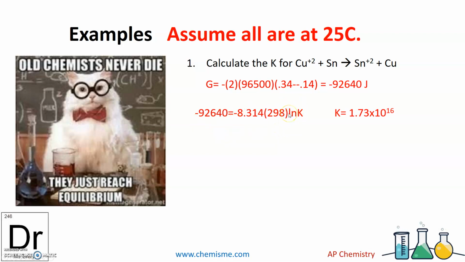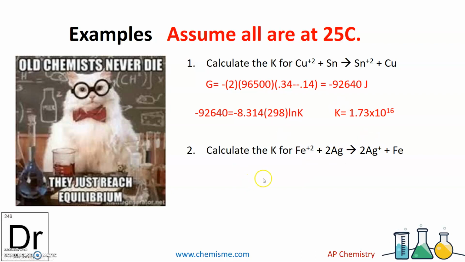To get ln by itself, you raise that to the exponential e to the, and then the K comes out to be 1.73 times 10 to the 16th, a large positive number, a number larger than 1 that I expected. Maybe try this one, and we'll see if you got it right.